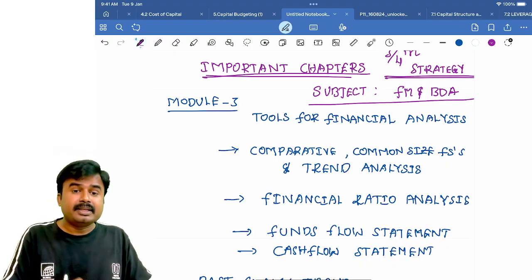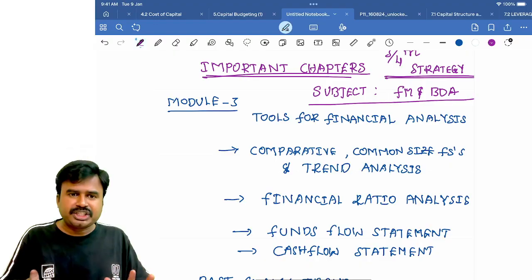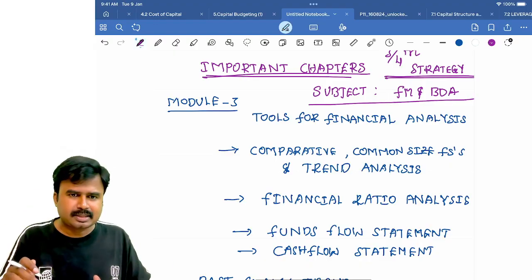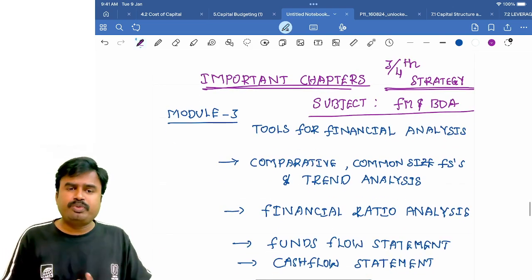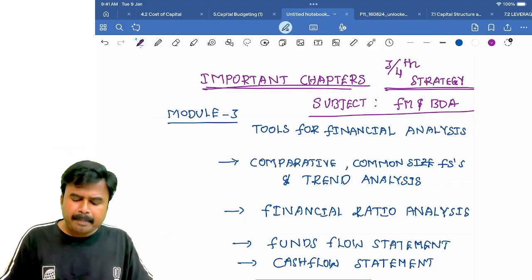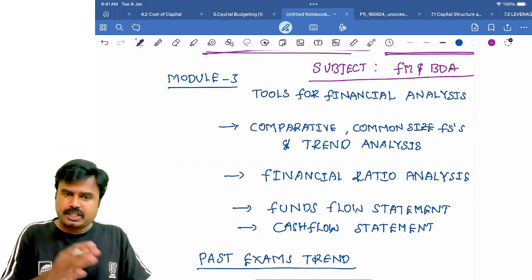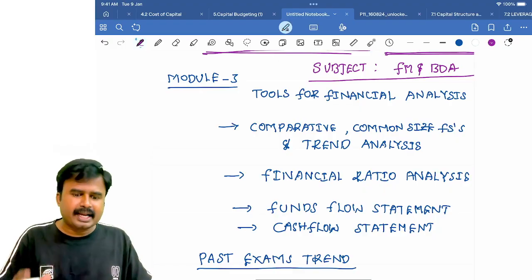Or you can attempt 70 plus marks by preparing very less content. So in this session, I'm going to give you how to get an exemption, how to get 80 plus marks by preparing very less content. Okay, yes. Now here are the chapters which we need to cover. Important chapters. In the first part, I'll give you the guidance regarding how to get an exemption.